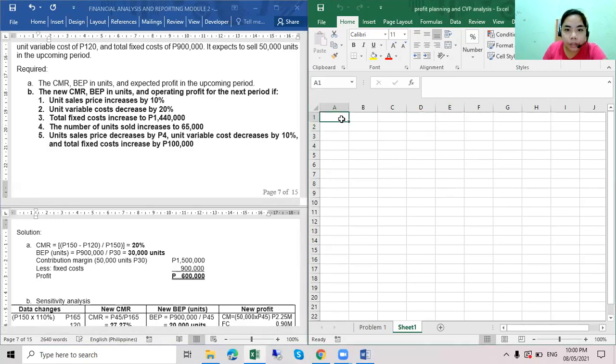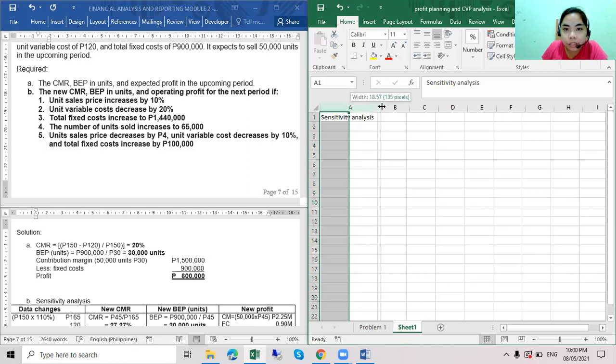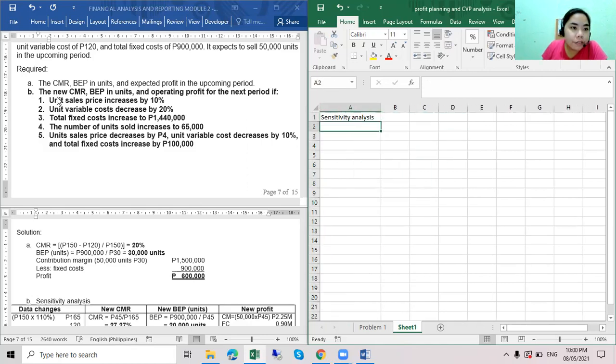So, I have to make a title, sensitivity analysis. So, sensitivity analysis, if there are some changes on the variables like changes in selling price, unit variable cost, fixed cost, CMR, break even, what happens to our profit? So every movement of our items in our formula, what is its effect on our profit? That's the sensitivity analysis. So we have here the question.